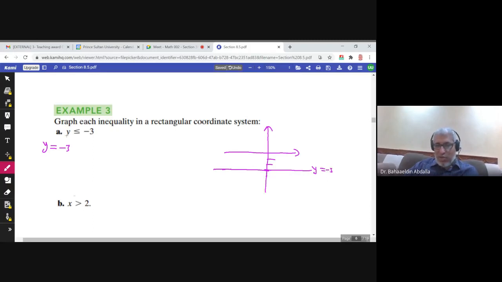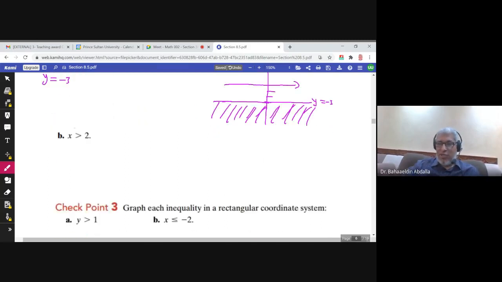Now we need to sketch the graph of y less than or equal. Less than or equal means this one. So this is the graph of this inequality, y is less than or equal to -3, and you don't have to choose test points here.